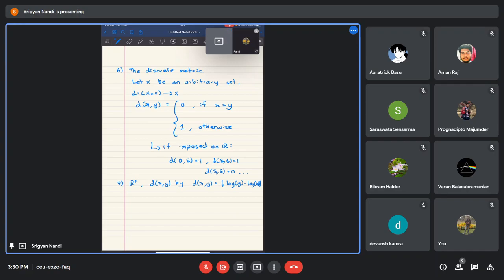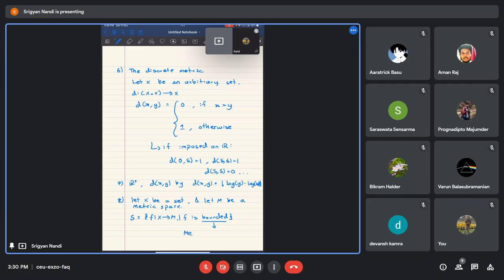So now one more example would be if we consider the set X. Let X be a set, and let M be a metric space. Then we can define a metric on the set S given by the functions from X to M such that f is bounded. And here, what does bounded mean?